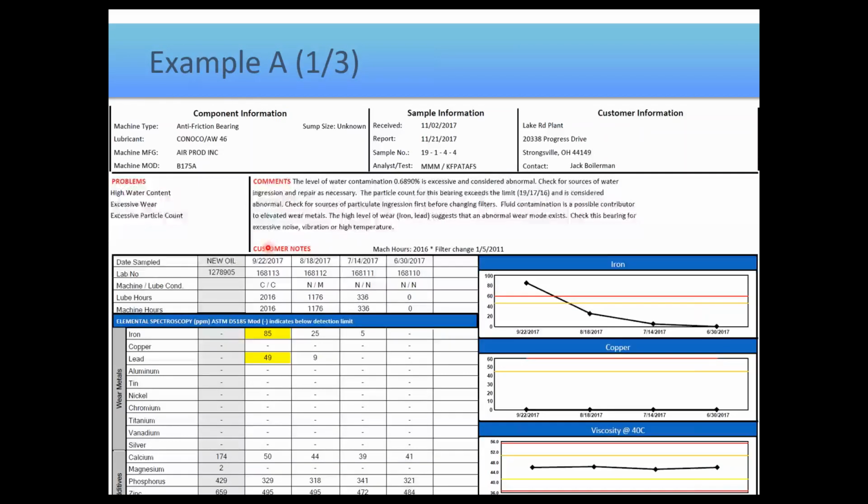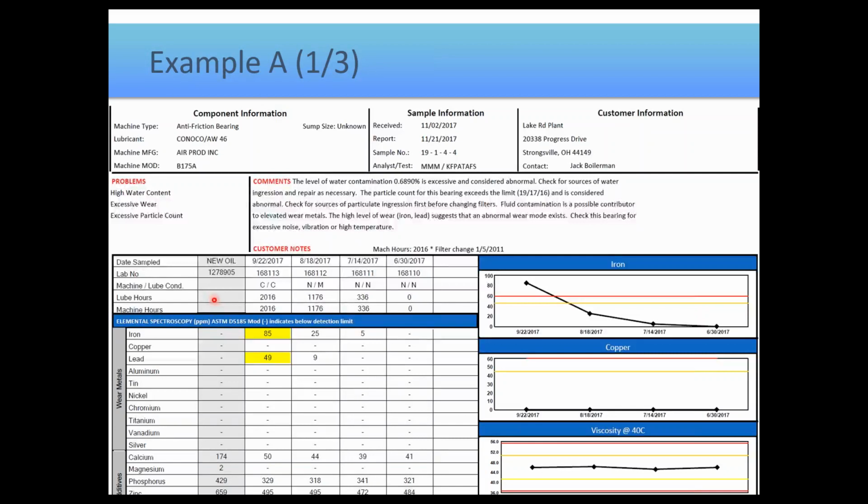But the next column to the right, this first column that is not shaded gray, is the most current sample, and this is the one, of course, we're focusing on when we read the report. Every column to the right is an older sample. So essentially, when you read reports, you're trending them from right to left to see what's happening.